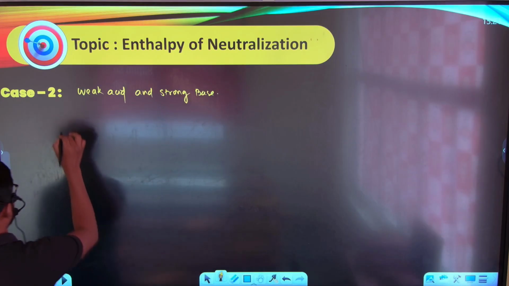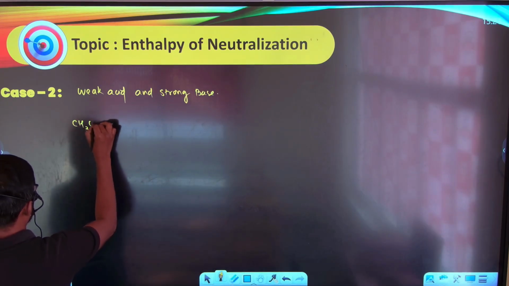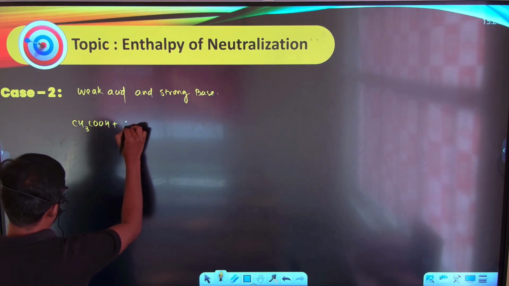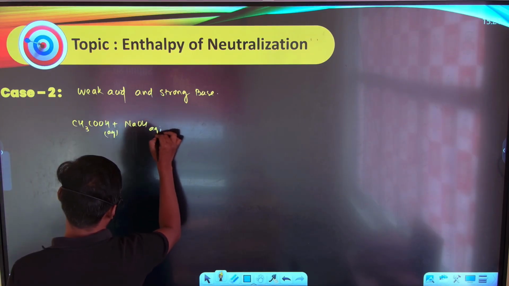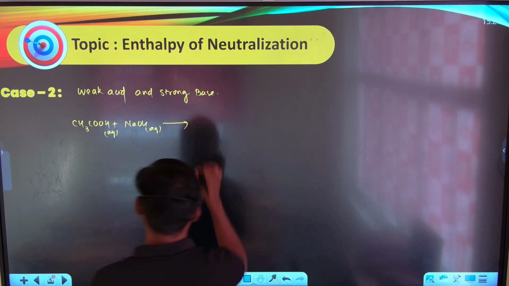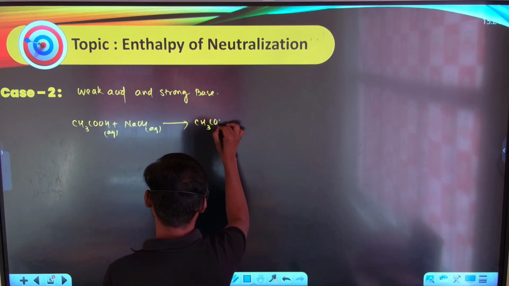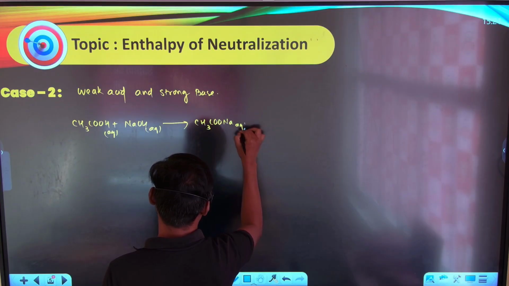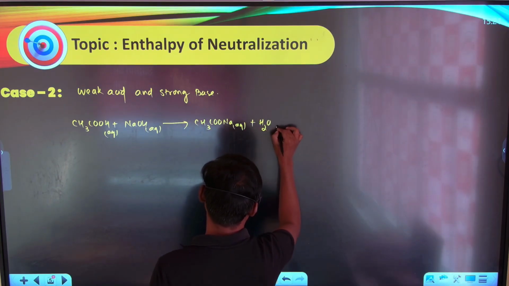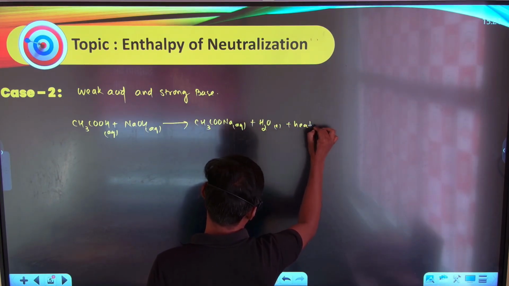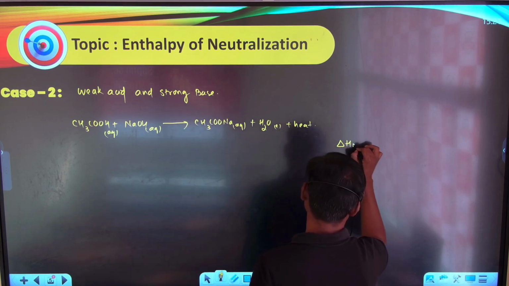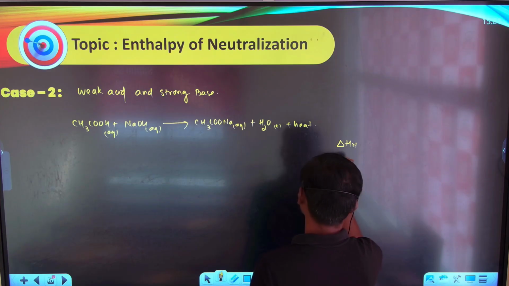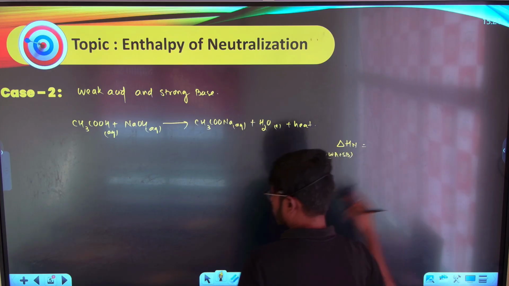So if we consider one reaction, that weak acid is acetic acid, CH3COOH, that is reacted with strong base NaOH, both in aqueous medium. They will produce sodium acetate, CH3COONa, also in aqueous, and H2O liquid plus some heat. And that is delta H neutralization for what? Weak acid plus strong base. We'll find out what will be the value.